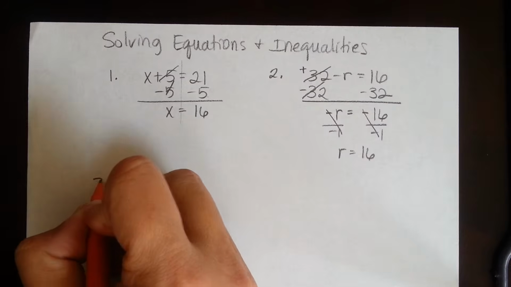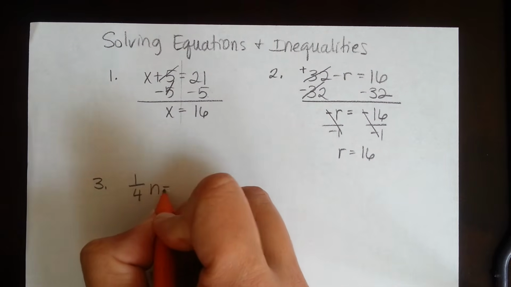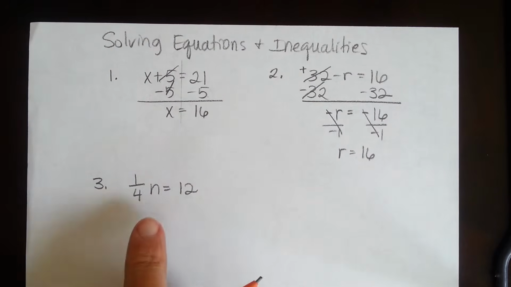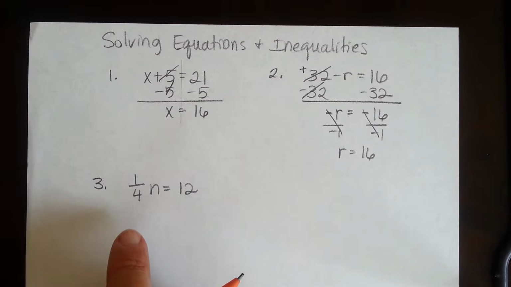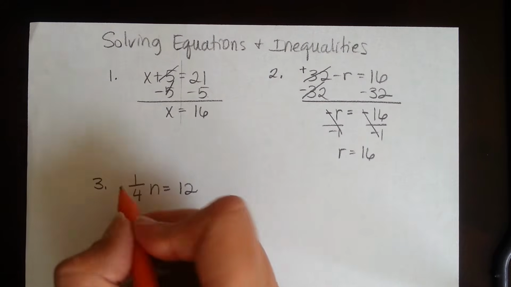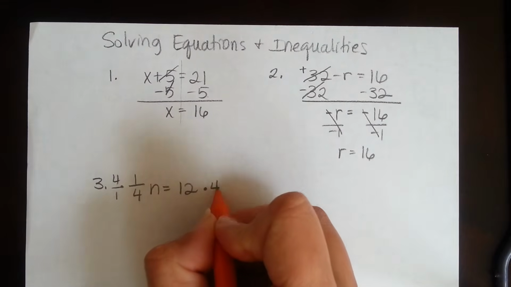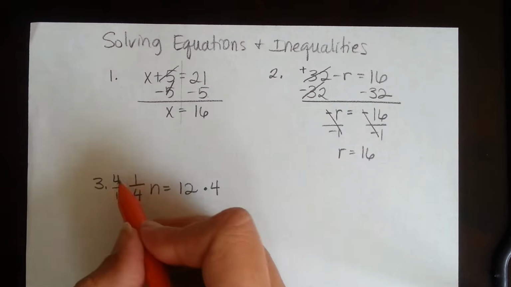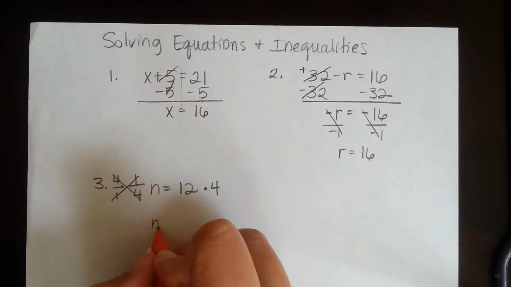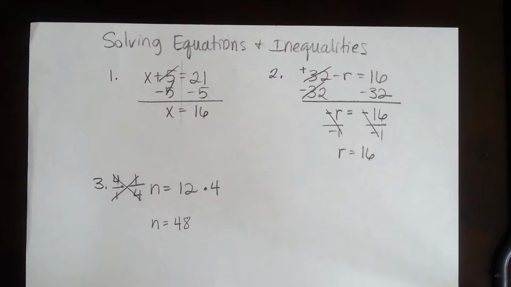For number 3, we have 1/4 n equals 12. Remember, when we have something multiplied by a fraction, our first thought is to divide by a fraction. But we don't actually do division of fractions. We change it to multiplication by the reciprocal. So the reciprocal of 1/4 would be 4 over 1. So we're going to multiply both sides by 4 over 1, or the number 4. Over here, the 4's cancel and the 1's cancel, leaving us an n. Over here, 12 times 4 is 48.